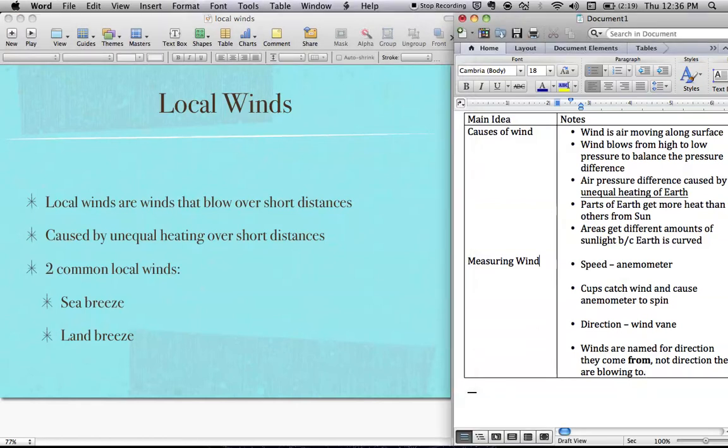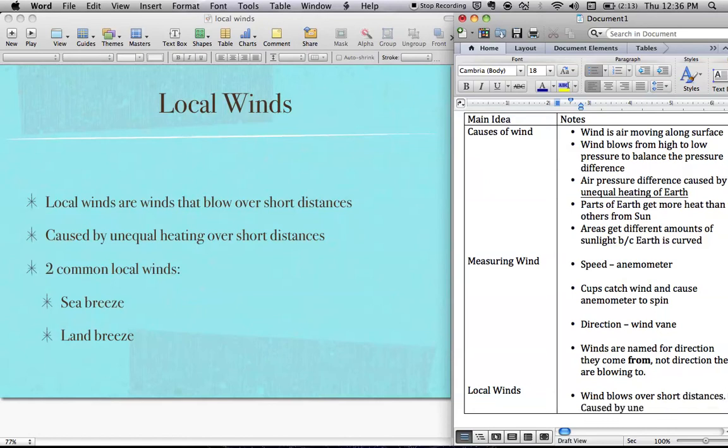So now we'll quickly talk about some of what are called local winds. So a local wind is a wind that blows over a short distance, right? It's local. And it's caused by unequal heating over short distances. This is fairly logical. So local wind is a wind that blows over short distances caused by unequal heating over short distances.